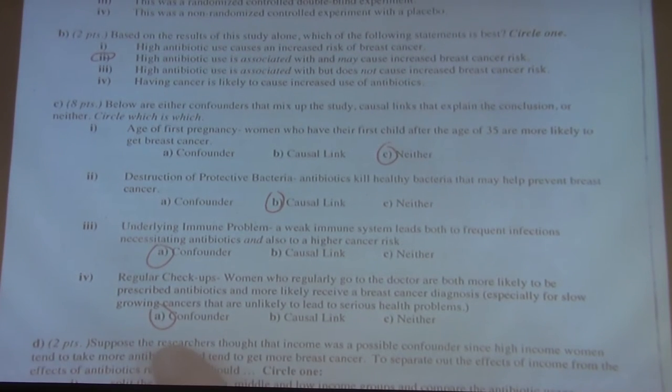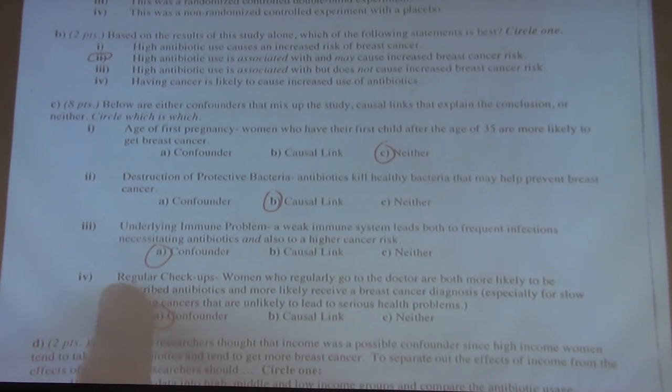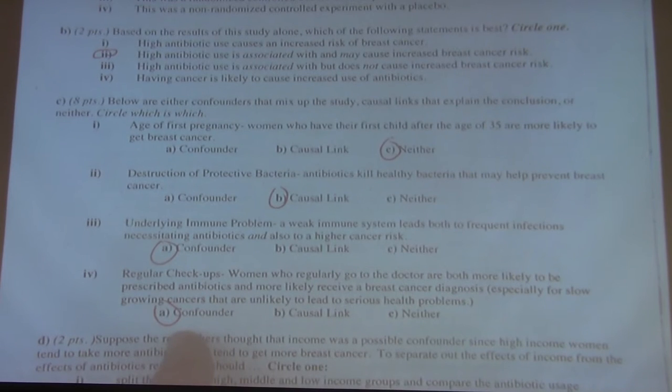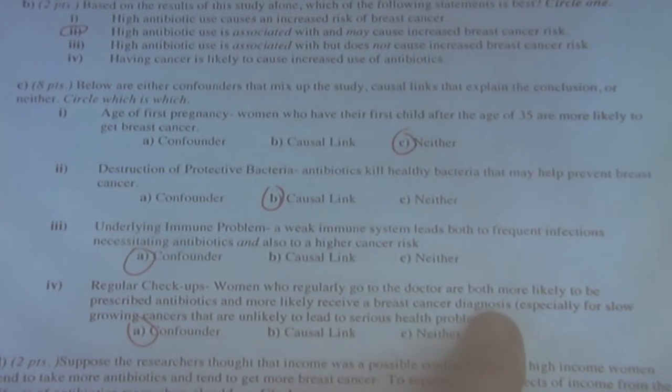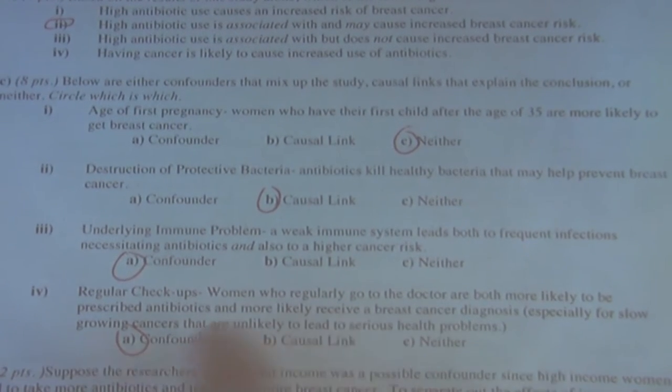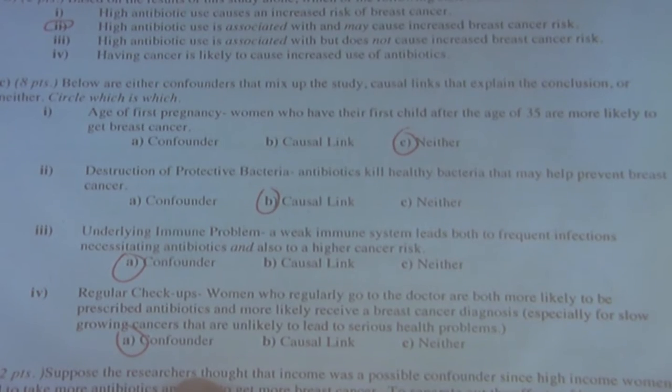And this one, in previous exams that I've given this question, almost everyone missed this one. And you guys got it, so it was pretty amazing. So it says women who regularly go to the doctor are both more likely to be prescribed antibiotics, and they're also more likely to get mammograms and breast exams, and more likely to get a diagnosis of breast cancer. All right, so that's the confounder.